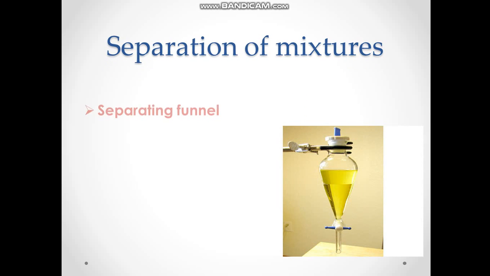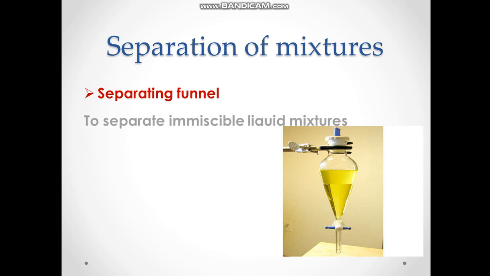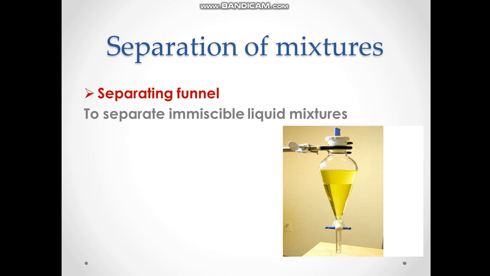The last one is using a device called a separating funnel. We use this device to separate immiscible liquid mixtures. The mixture contains two types of liquid that cannot mix together, like oil and water. So we can use the separating funnel to separate immiscible liquid mixtures like oil and water. Magnetic attraction, evaporation, filtration, and the separating funnel are the four ways we can use to separate mixtures.